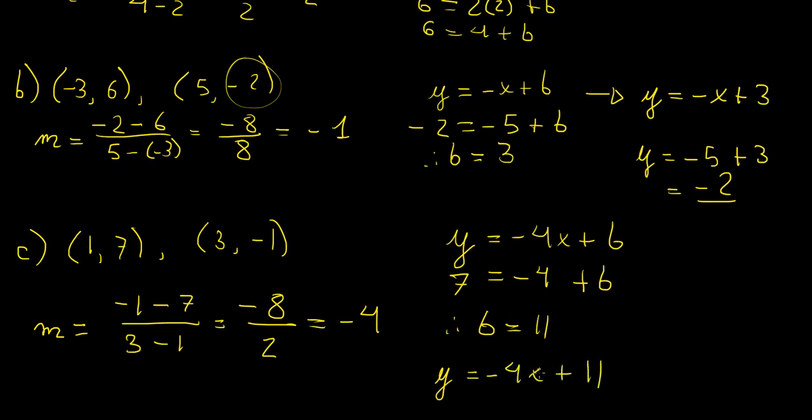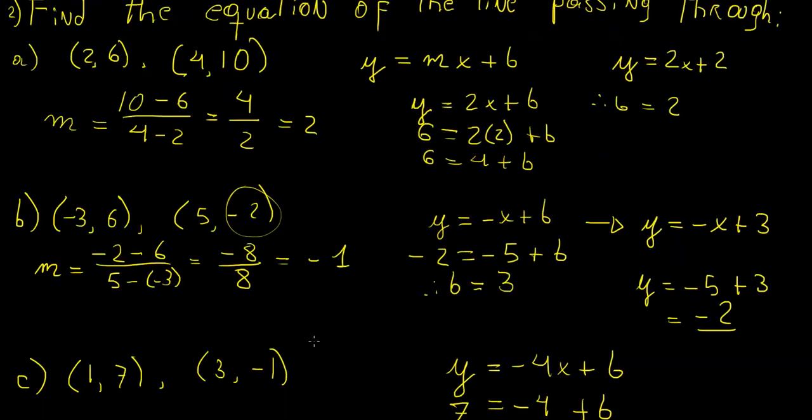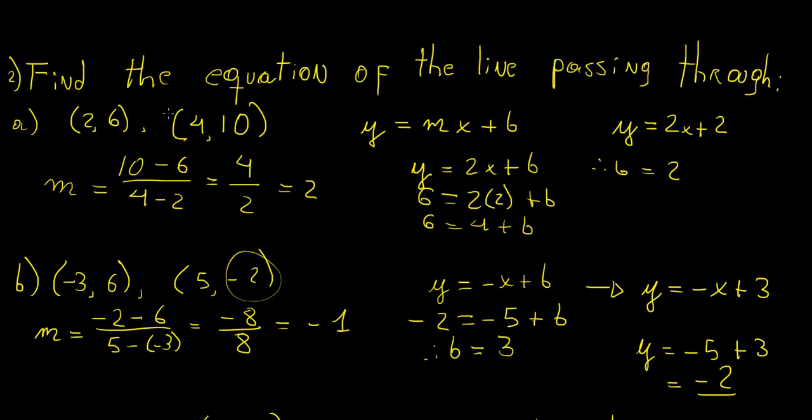And we can check. So if we put 1 in here, that becomes minus 4 plus 11 is 7. And if we put 3 in here, that becomes minus 4 times 3 is minus 12, plus 11 is minus 1. And that's it. That's how you find the equation of a line based just on 2 points that are lying on it.